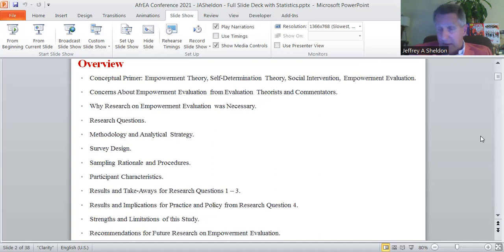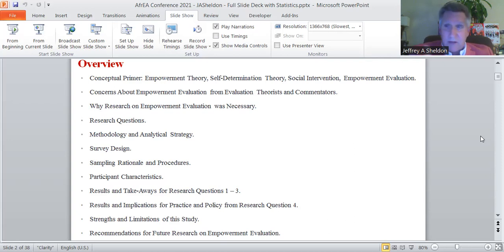As you probably are well aware, most evaluation theories, I guess you want to call it that, whether in application or as a theoretical grounding, are always subject to criticism. And certainly empowerment evaluation, there's plenty of criticism. So we'll talk about why it was important for me to do research on empowerment evaluation, why I thought it was necessary.